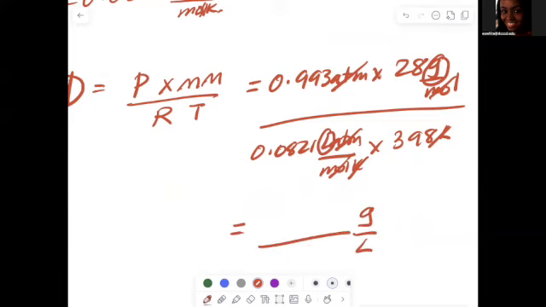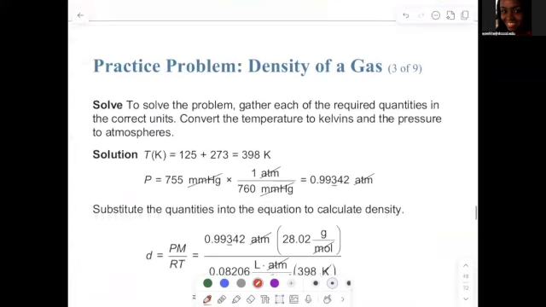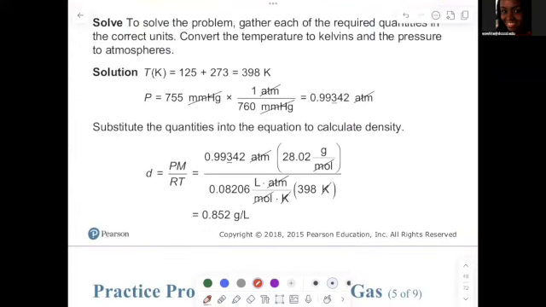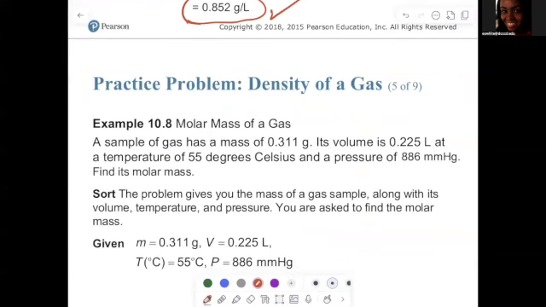Let's do the math. We have 0.993 times 28 divided by 0.0821 divided by 398. And we have 0.851 grams per liter. Okay, let's see what we get over here. Okay, 0.852. It's the way they rounded it up. But we got it. Check. We can move on. We have another practice problem.